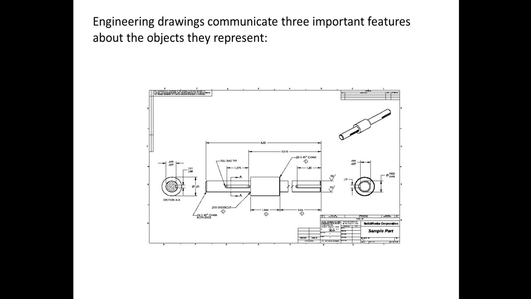engineering drawings, well, they communicate three important features for any object that we're producing. We need to make sure that we show the shape of the object, the views. The views communicate the shape, they tell people what we're trying to manufacture. What's important is that we put in a sufficient number of views. We don't overfill the drawing with too many views, we just put in what we need.